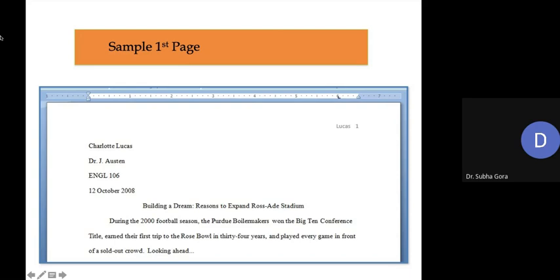Now, if you observe this page, this is what we were discussing till now. One more reminder, do not make the title page for your paper unless specifically requested. So if you observe in the upper left-hand corner of the first page, it has your name, your instructor's name, the course, and the date. And it's double spaced again, and the title is brought to the center, not underlined, not italicized, right?